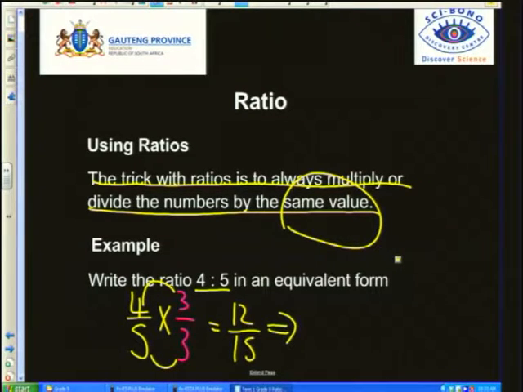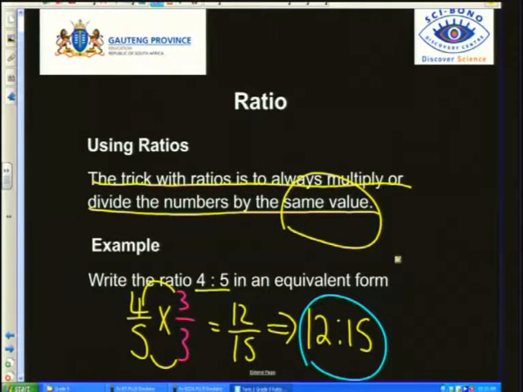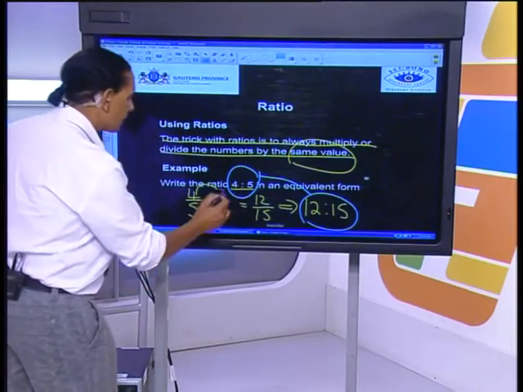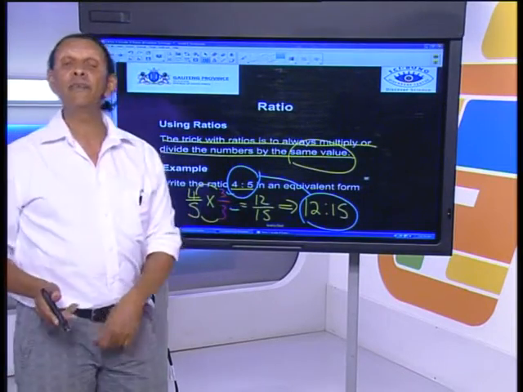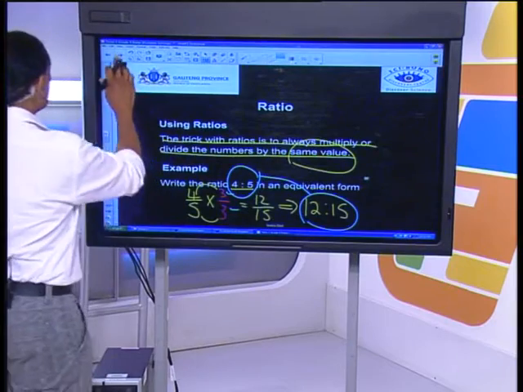So therefore, the ratio is now 12:15. So they are in equivalent form. In other words, this ratio and this ratio are equivalent ratios. I've just scaled it up. But remember now, you must multiply them with the same value. I hope you are okay with that.